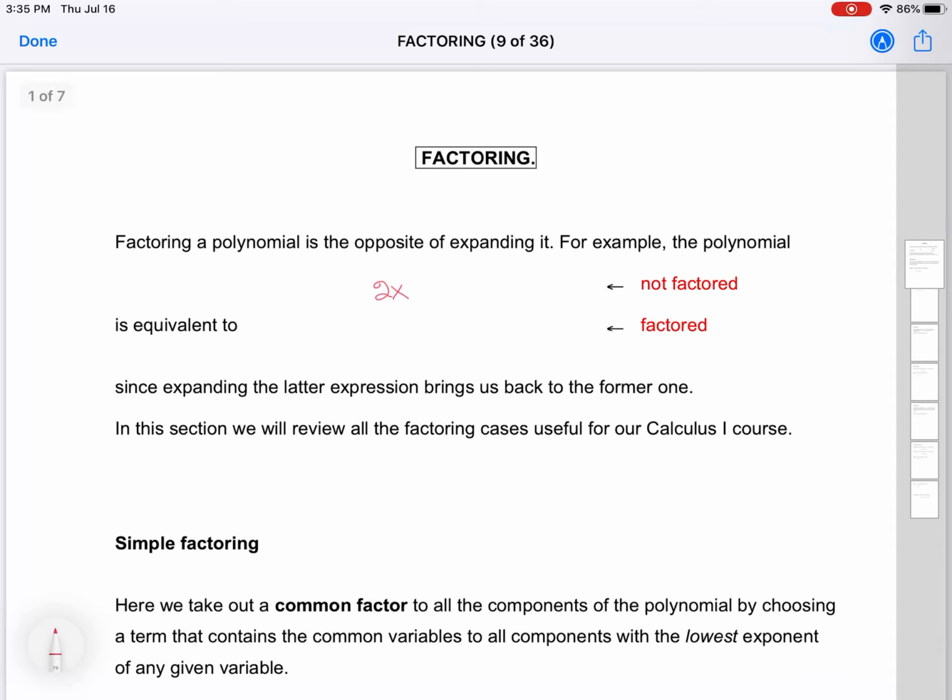For example, if you have an expression like 2x squared plus x minus 15, you have what's called a trinomial, three terms, that is not factored. But we're going to see if we are able to write it as a product of two brackets. That would be the factored form of the above expression. So there's all sorts of factoring.